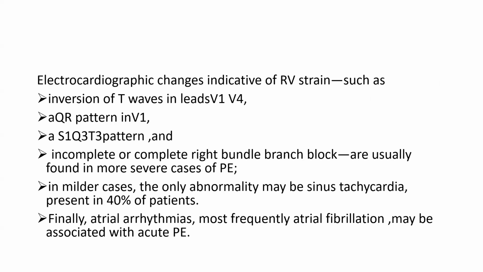Now, the ECG changes indicative of RV strain include inversion of T wave in the leads from V1 to V4, a QR pattern in V1, S1Q3T3 pattern, incomplete or complete RBBB, which are usually found in more severe cases of pulmonary embolism. In milder cases, the only abnormality which can be observed is sinus tachycardia. Finally, atrial arrhythmia, most commonly atrial fibrillation, may be associated with acute PE.